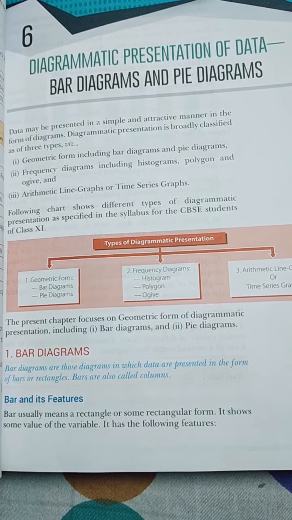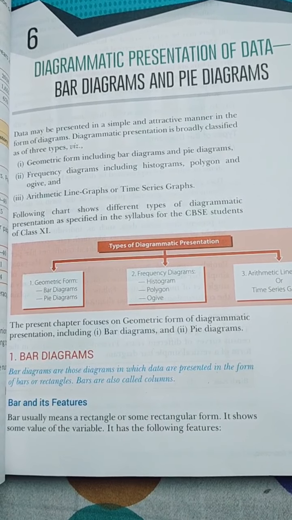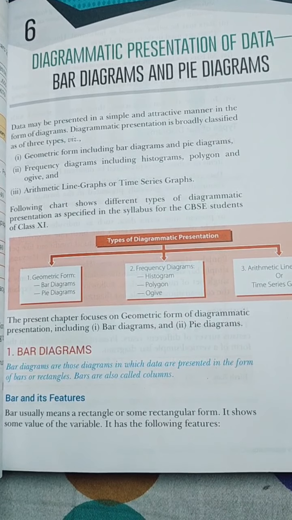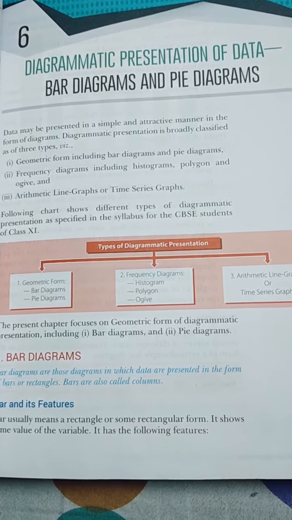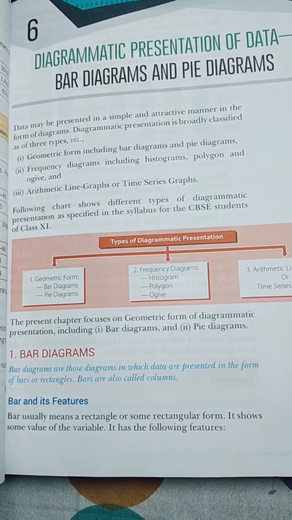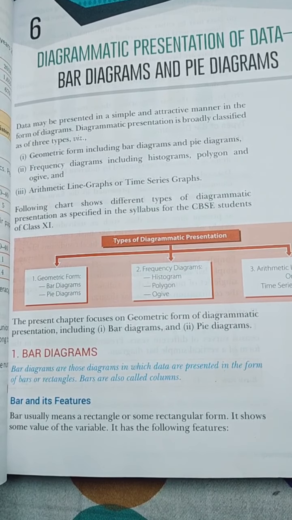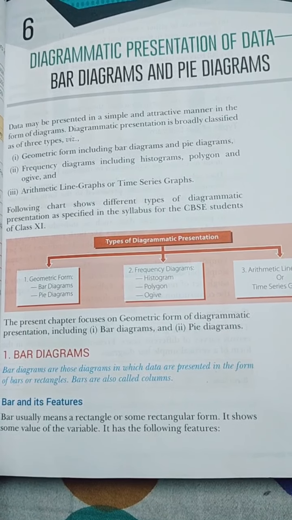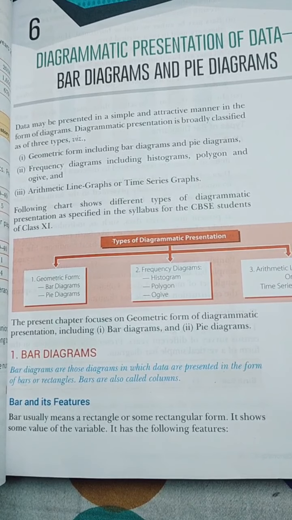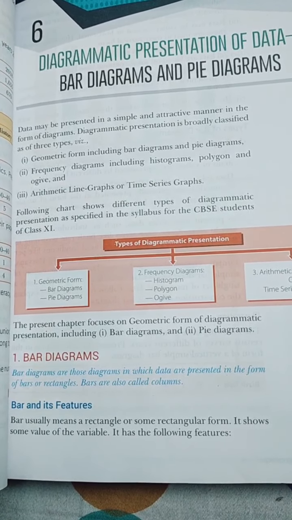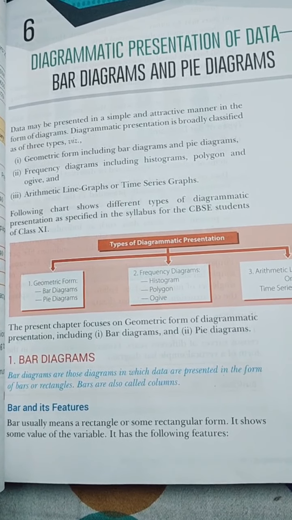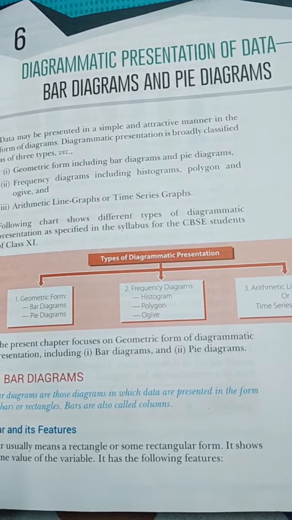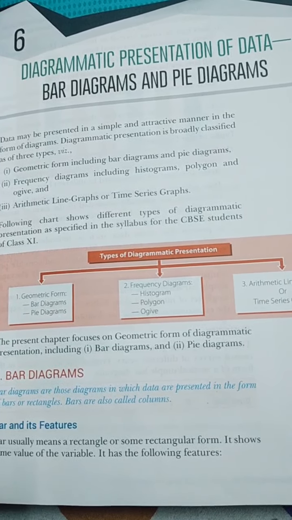So in diagrammatic presentation, actually three parts are there, that is geometric form, then frequency diagram, and then arithmetic line graph, which we can also say is time series. In geometric form, two types of diagrams are there, that is bar diagram and pie diagram. In frequency diagram it is histogram, polygon and ogive. And arithmetic line graph can also be called a time series graph.